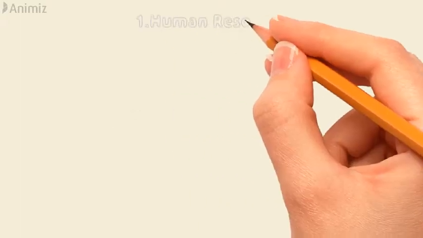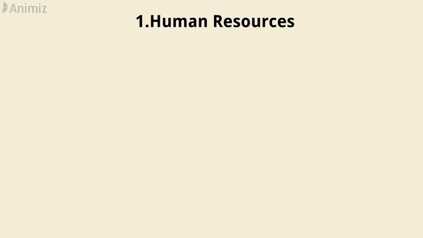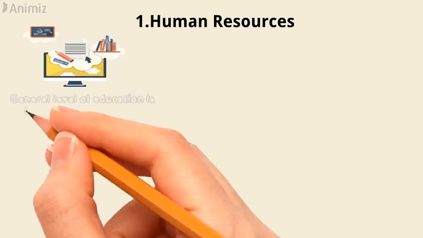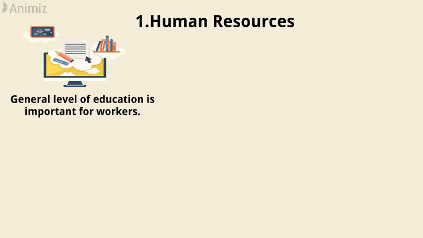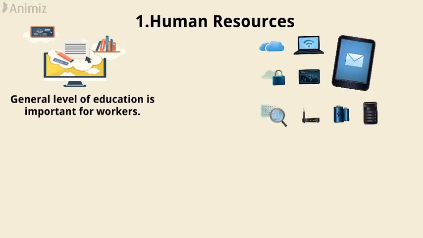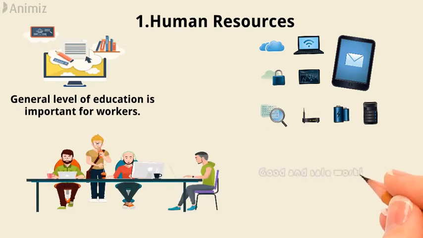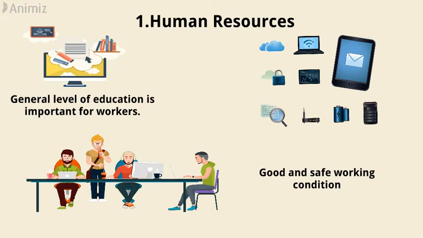First one is 1. Human resources. The general level of education is important for workers. To operate a computer and other electronic equipment, educated employees are needed. Only payment is not enough. They need to have good and safe working condition to perform better.